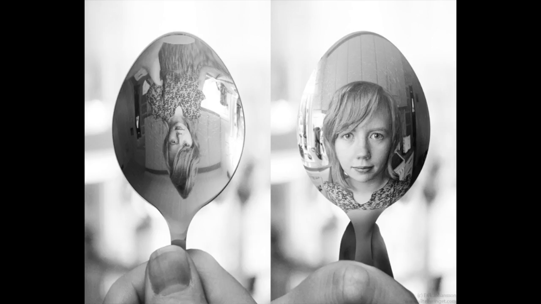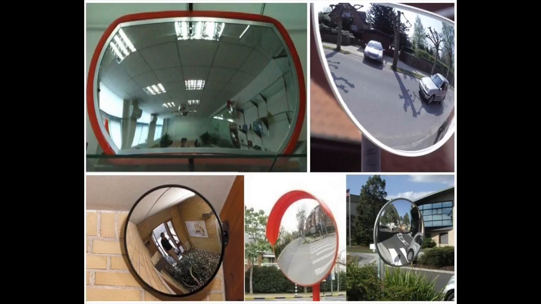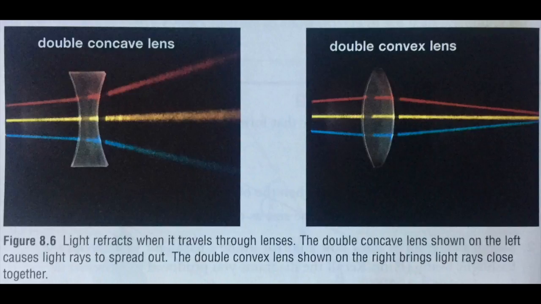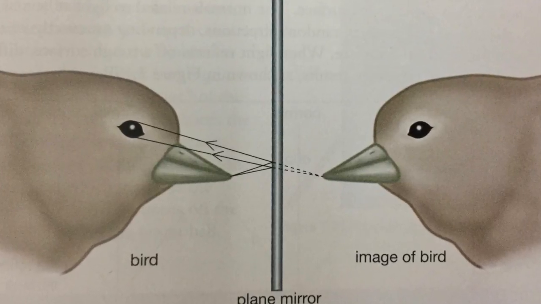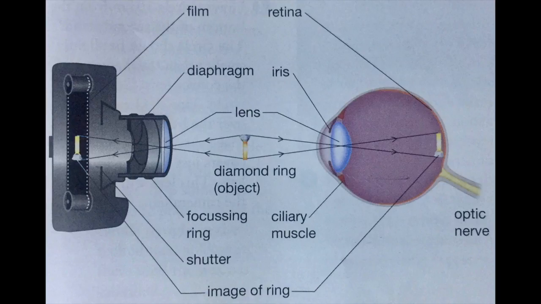Spotlight on key ideas. In this chapter, you will discover: 1. How light behaves when it strikes curved, reflecting surfaces such as concave and convex mirrors. 2. What a lens is and how it works. 3. The difference between a real and a virtual image. 4. How an optic system works. And 5. How human eyes, cameras, telescopes, binoculars, and microscopes form images.